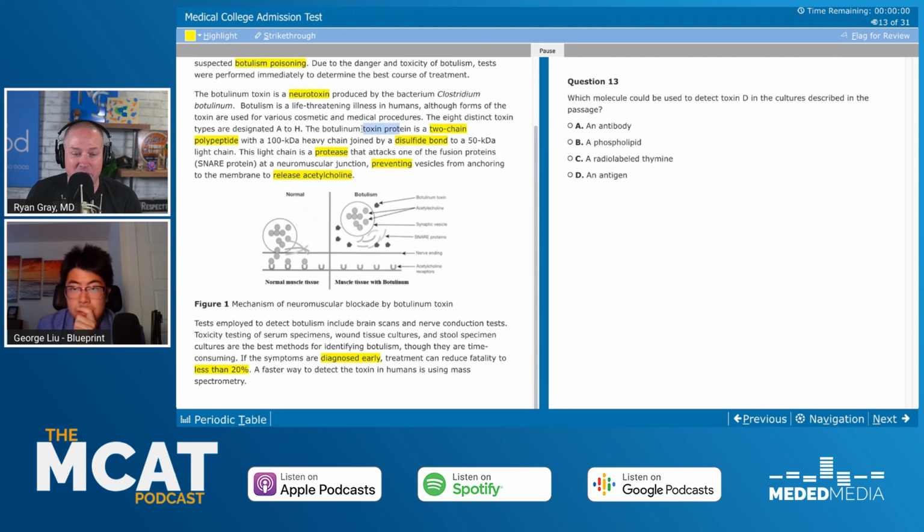And so again, we go to toxin, right? The toxin is a 2-chain polypeptide with blah, blah, blah. And so how are we going to find this thing? Antibody doesn't seem like... antigen, antibody to me are like one or the other. Is it going to attach itself to something? And if it's a culture, I don't know.